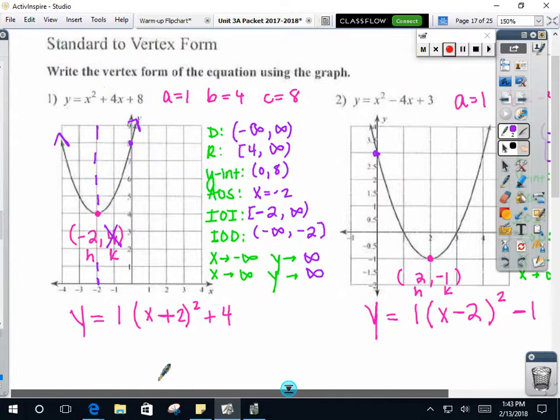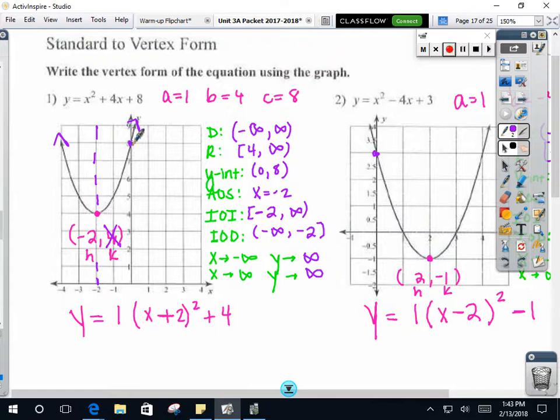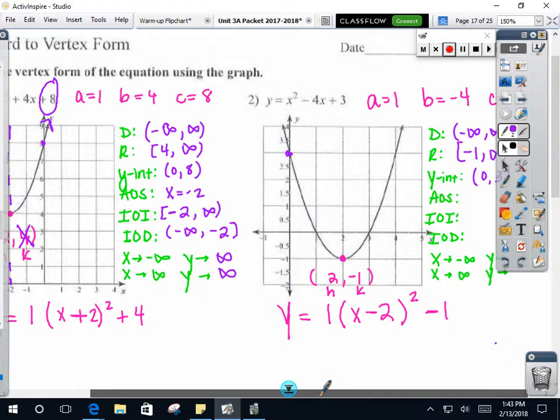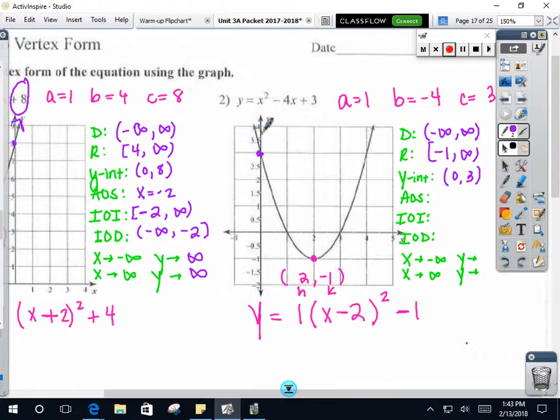Now let me quickly show you something about that. Where was the y-intercept in number 1? Where was the y-intercept in number 2? The c value is your y-intercept. So if you're looking at a graph and you don't actually see it cross the y-axis, you can just look at the c value and know where it will cross.